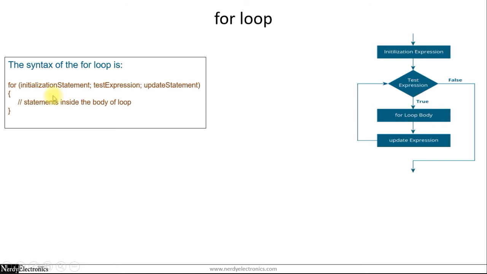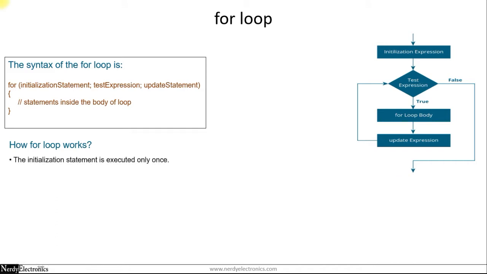The initialization statement is executed first, and then it checks the test expression. If the test expression is true, it enters the for loop body. That is, these statements will get executed. Once these statements are executed, it goes back to the update statement. It executes this statement and then goes to the test expression again. This keeps on continuing till the test expression is false. Once the test expression is false, it comes out of the loop and goes on to execute the next statements.